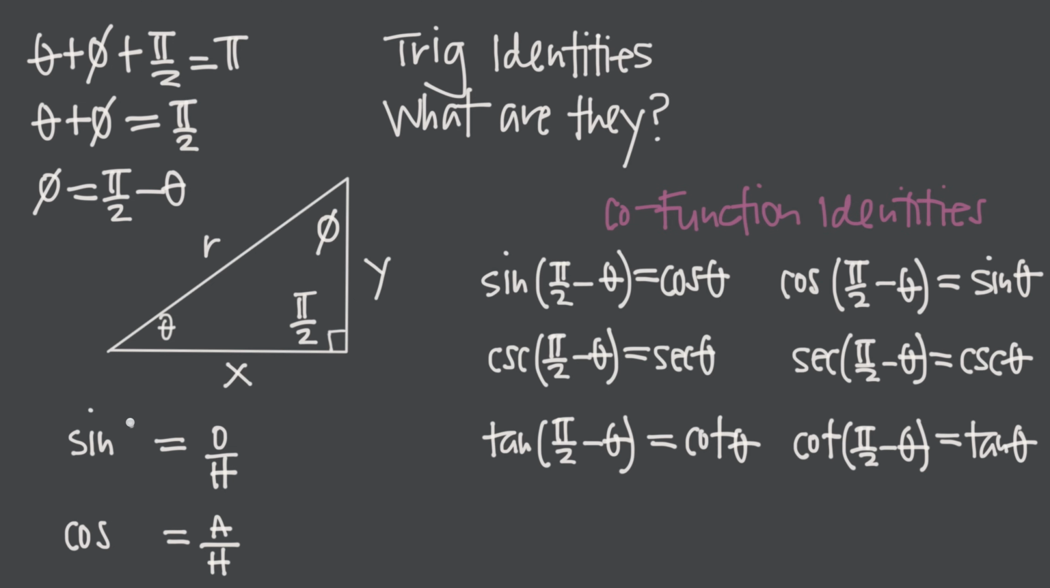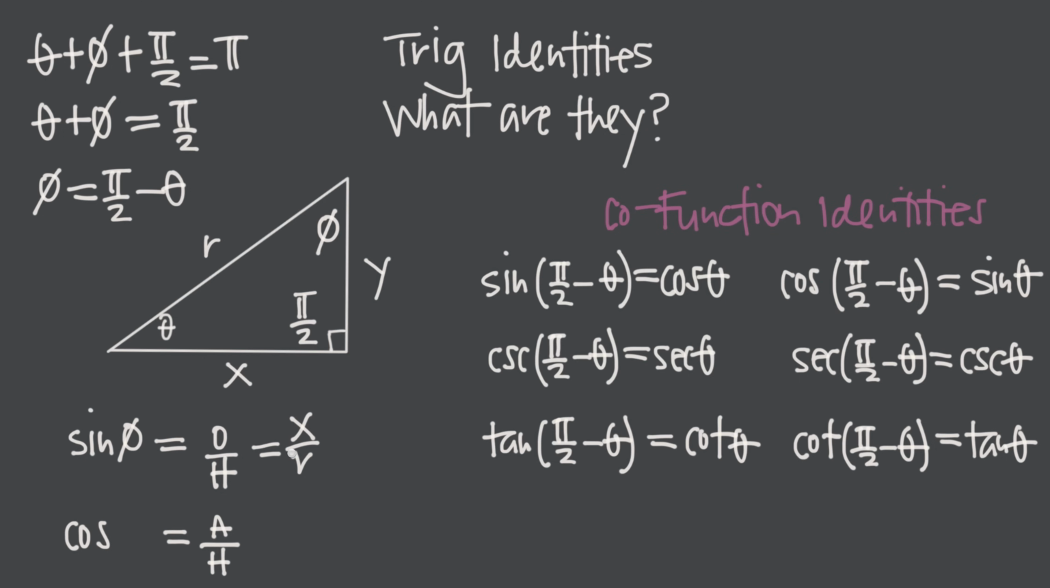If I take sine of the angle phi, remember that sine is opposite over hypotenuse. So I have to do that relative to the angle phi. Well, the opposite side is x, and the hypotenuse of the triangle is still always r. The hypotenuse is always opposite the 90-degree angle. So sine of phi is x over r.